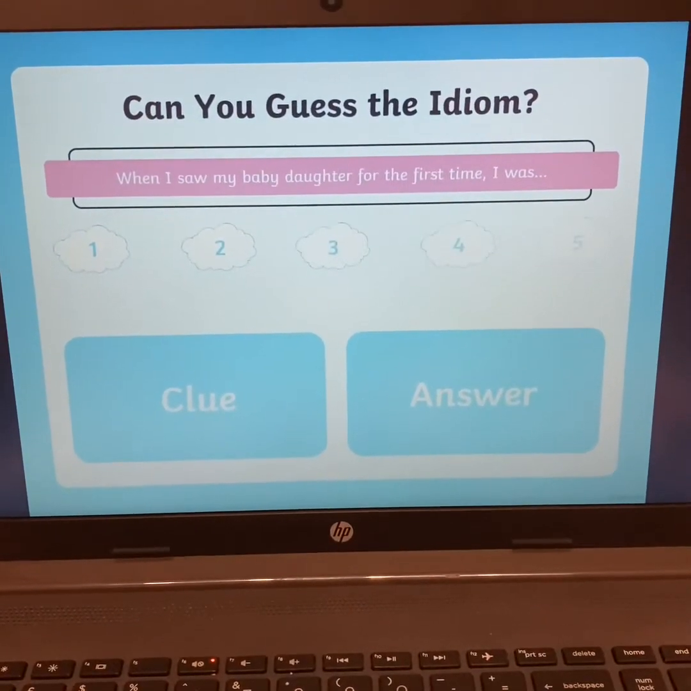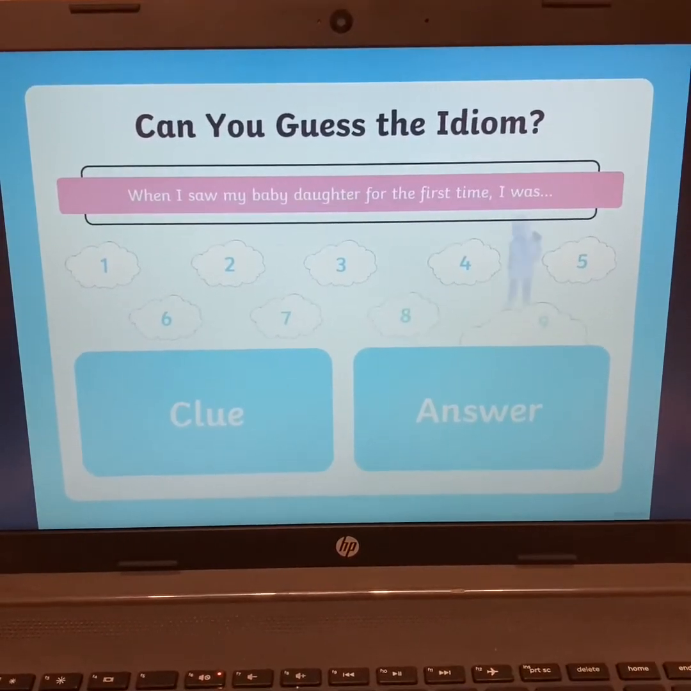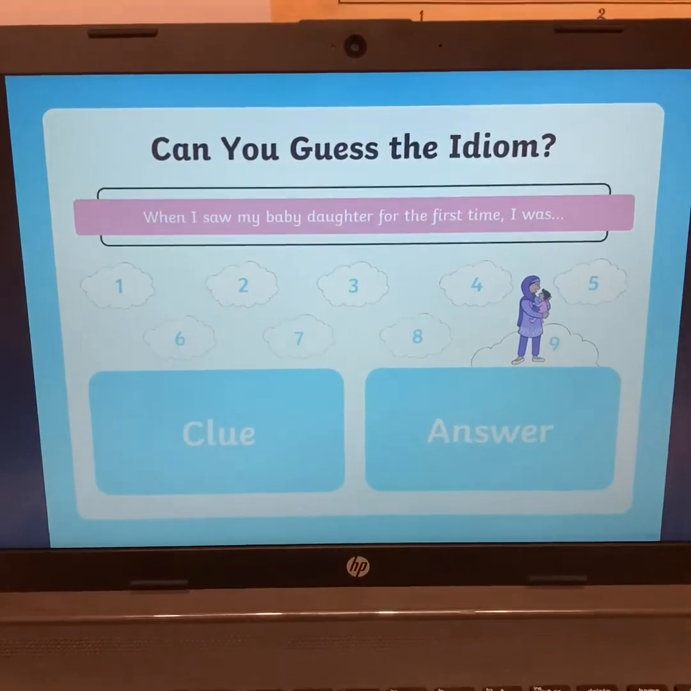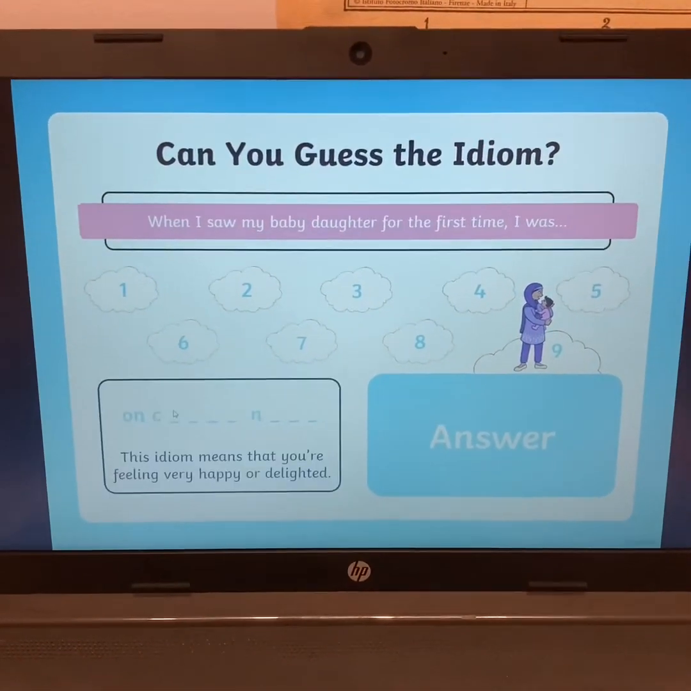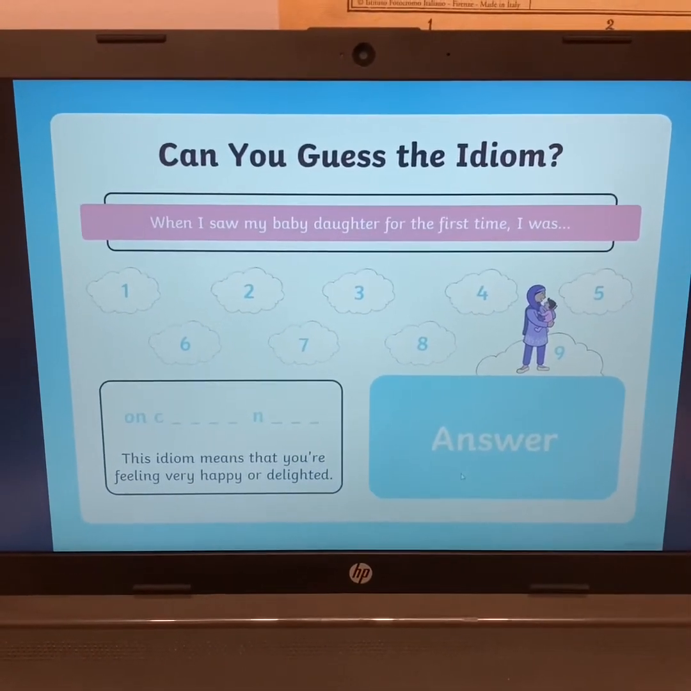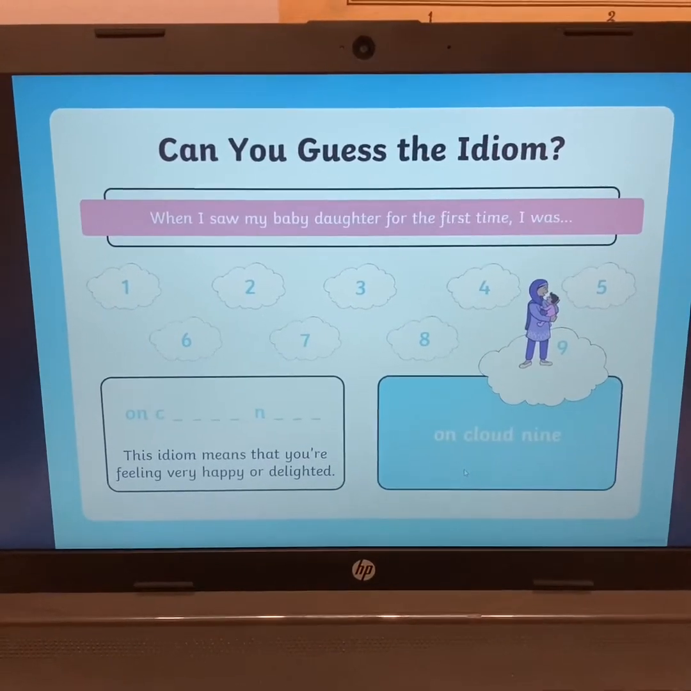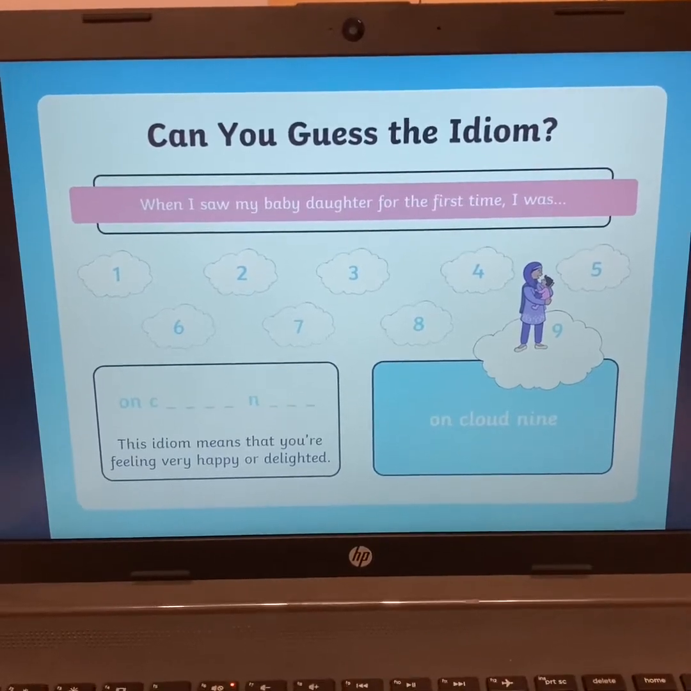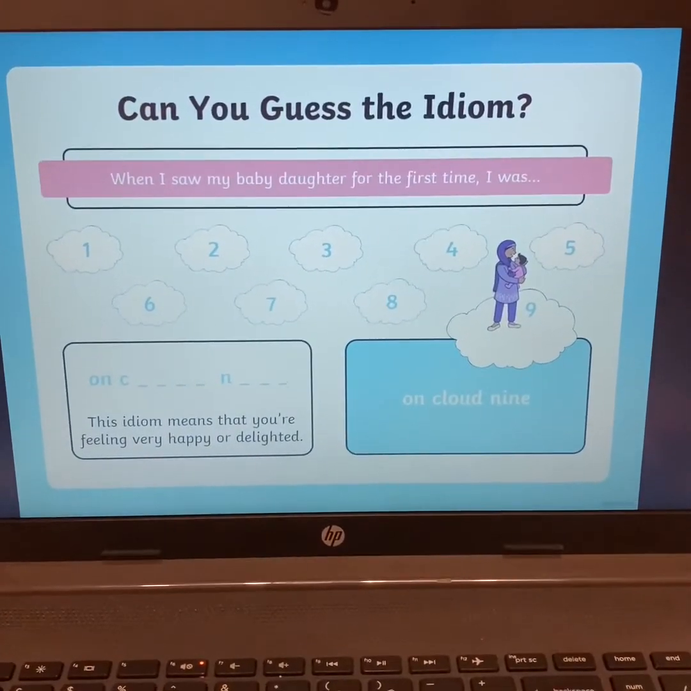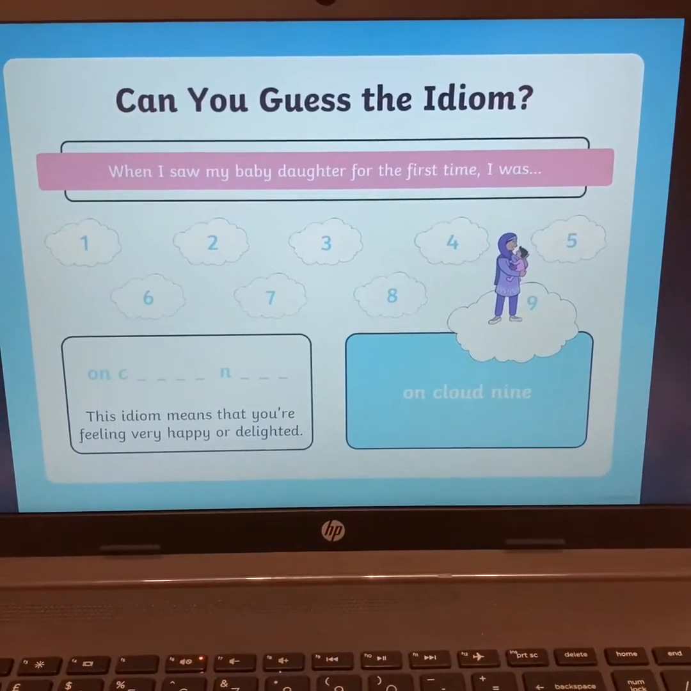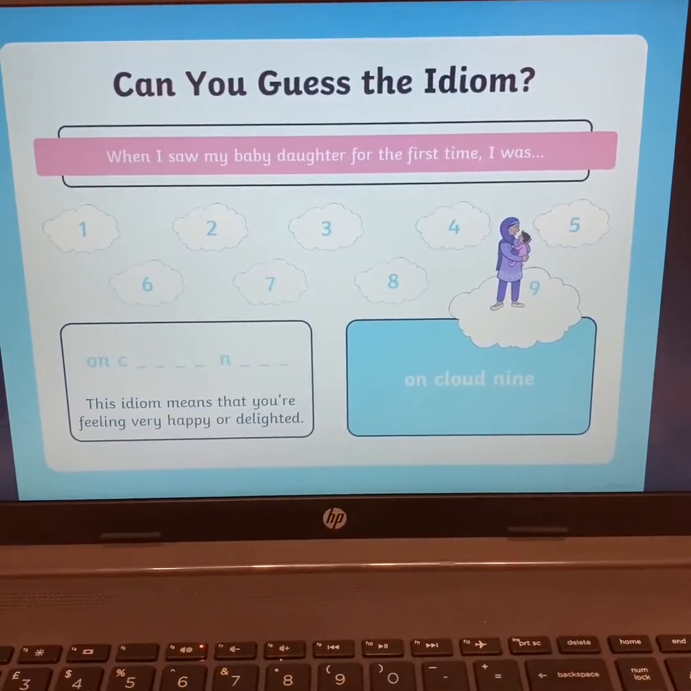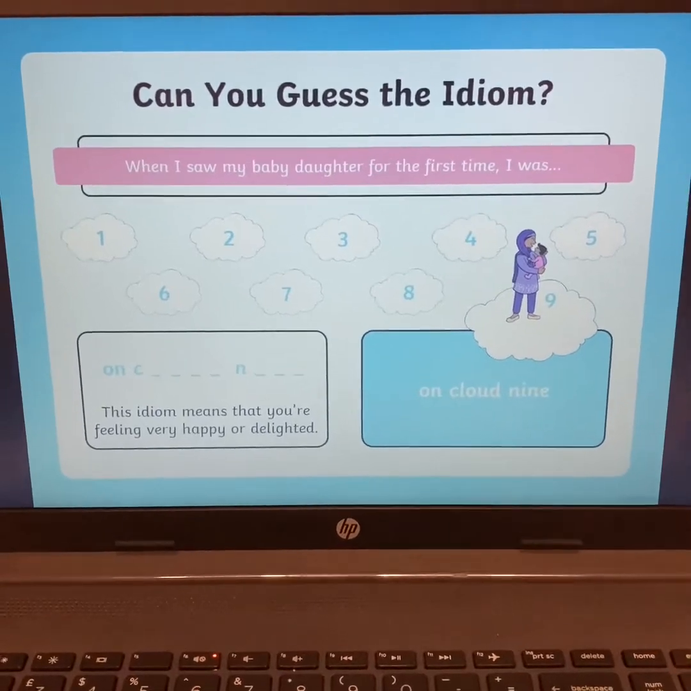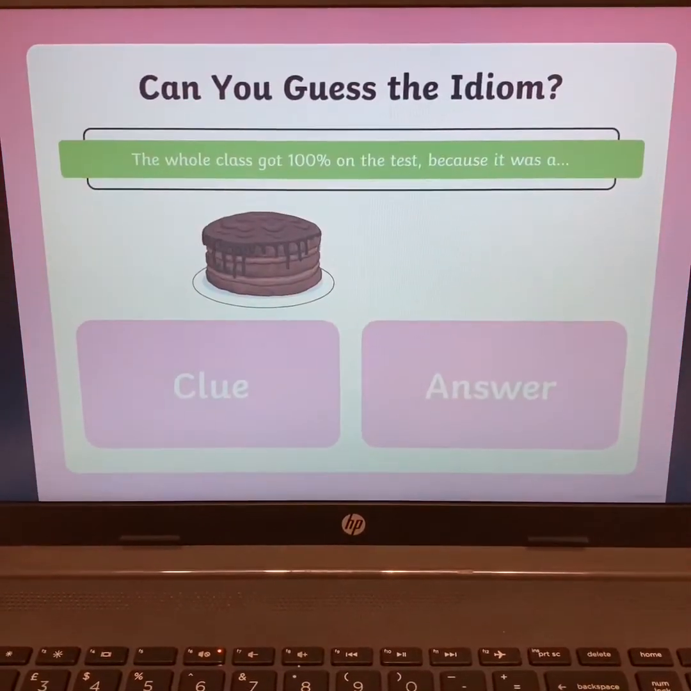When I saw my baby daughter for the first time, I was on cloud nine. These are all clouds. So cloud nine means you're feeling very happy. So again, this is a nice, easy one that you can get into your letter really, really easily. So you can just say, I was on cloud nine when I saw the jet ski. Nice and easy.